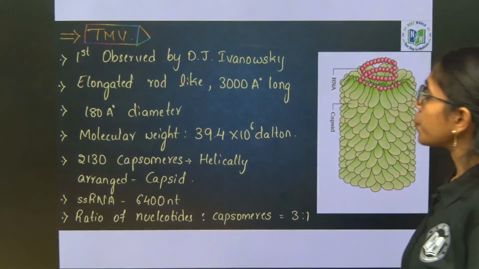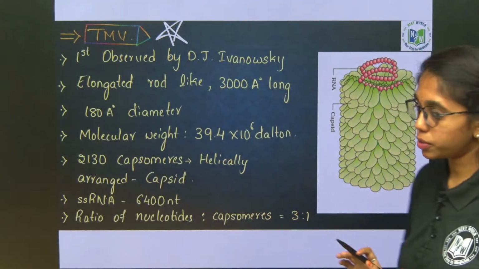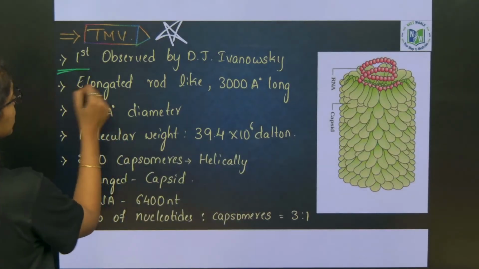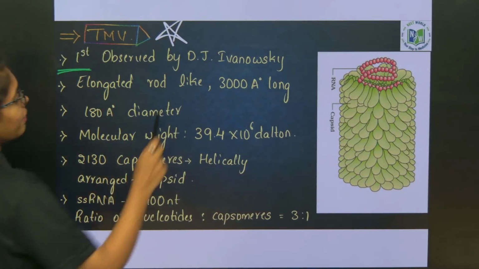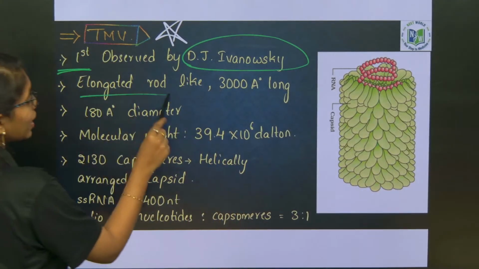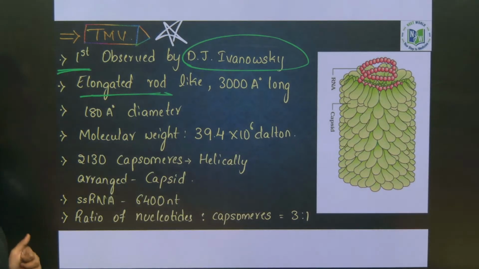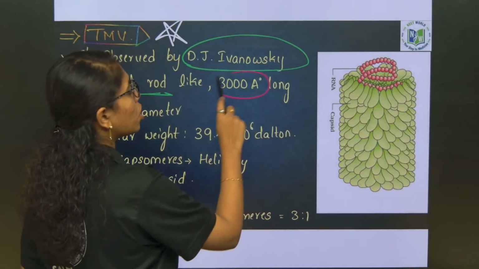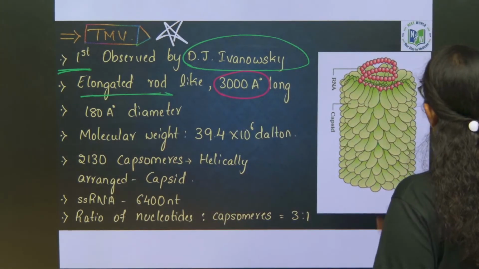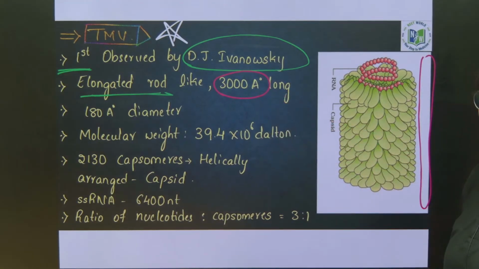Next, about tobacco mosaic virus. Many times we get questions on tobacco mosaic virus. Let's learn it in a detailed way. First, this was first observed by whom? D.J. Ivanovsky, as poisonous fluid or venom. Next, what is its structural description? It is described as an elongated rod-like structure, how many angstroms long? 3000 angstroms long.